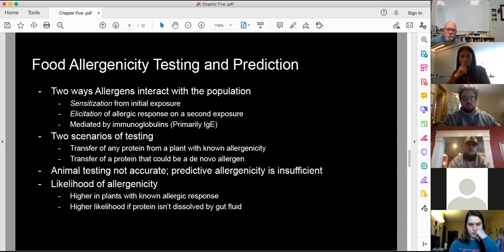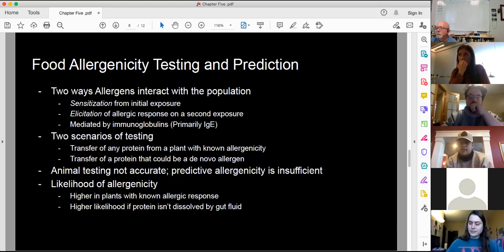Immunoglobulins is just a fancy pants word for antibodies. Okay, so mediated by antibodies. Two scenarios of testing: the first is where you transfer any protein from a plant with known allergenicity, and the second is transfer of a protein that could be a de novo allergen.